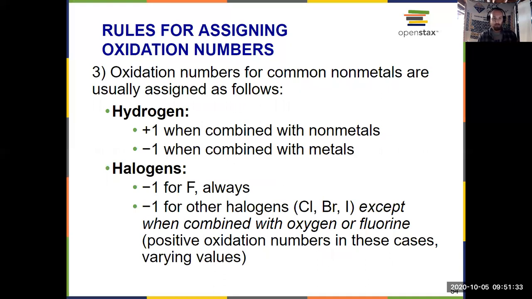How about our nonmetals? Okay, let's see. If I put hydrogen with a nonmetal, then hydrogen always has a +1 oxidation number. In the rarer situation, if I see hydrogen combined with a metal, then hydrogen's -1. But we're going to see that top one most often. Hydrogen with nonmetals, +1 oxidation number. What about the halogens? Well, if it's fluorine, no matter what, the oxidation number is -1.